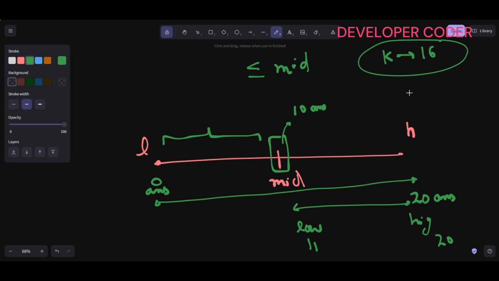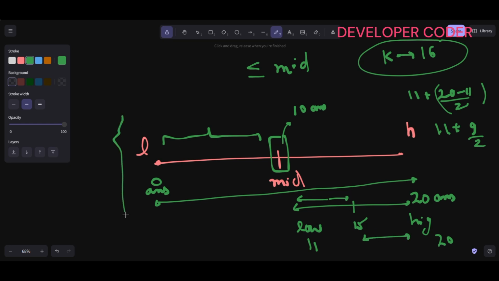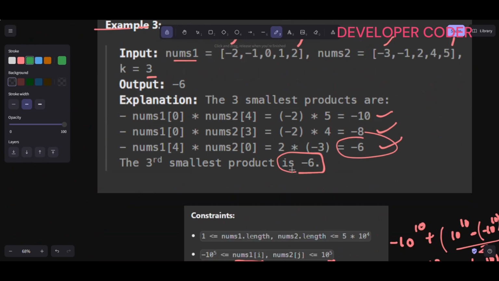And from 11, again you are going to get 20 minus 11 divided by 2, so you get 11 plus 9 divided by 2, which is 4, so you get 15. With 15 you are going to check whether the answer is possible in this range or not. We are searching for 16, so definitely that exists in this range. So 16 to 20 you are going to do the binary search. This is just the functionality of how binary search works. Very simple part.